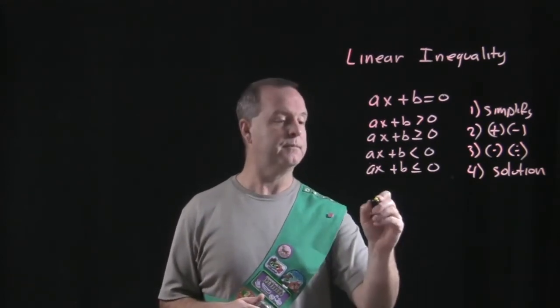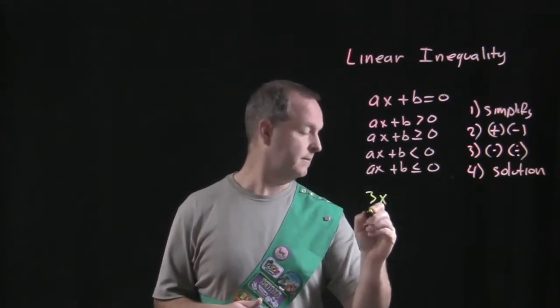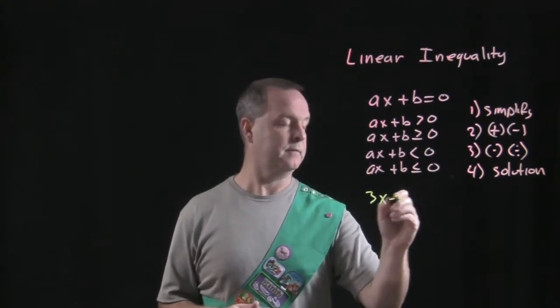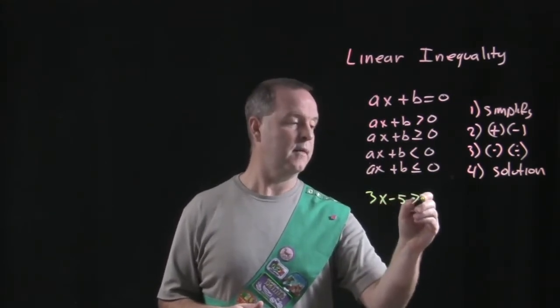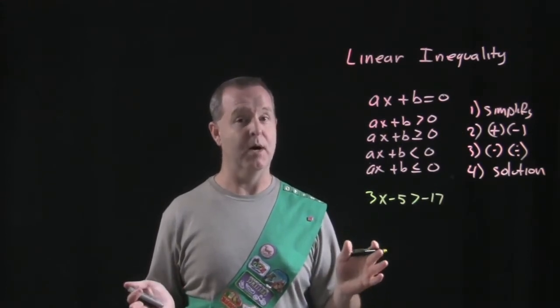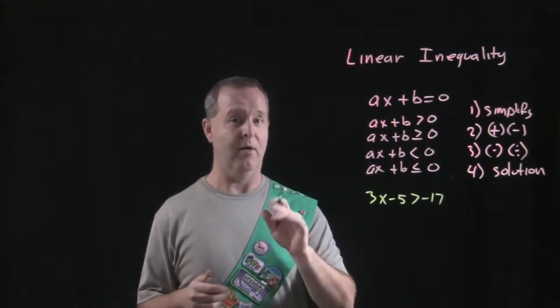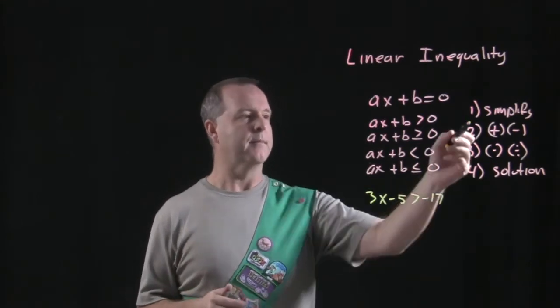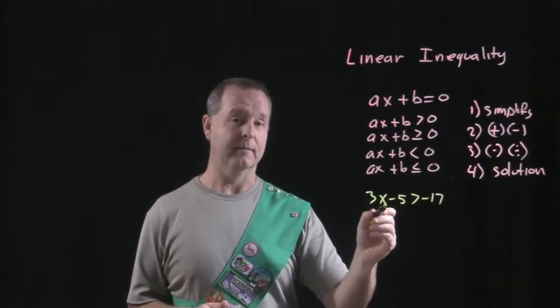We have the example 3x minus 5 is greater than negative 17. I lost you guys a little while ago. You're thinking Samoas and Thin Mints right now, aren't you? I get it. All right, first step, simplify.